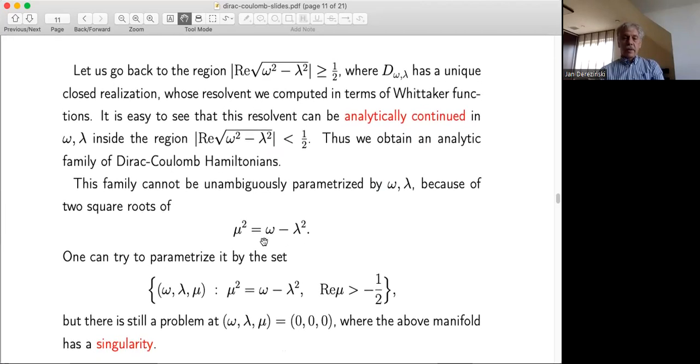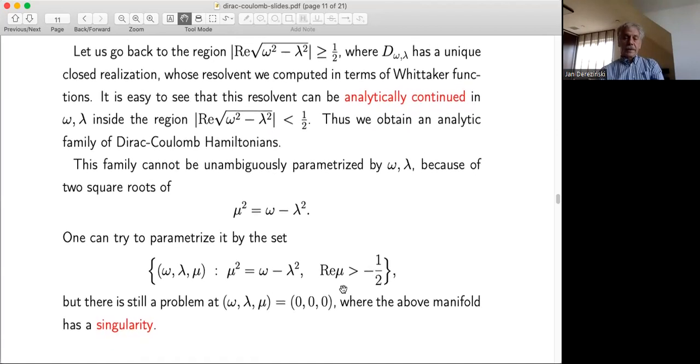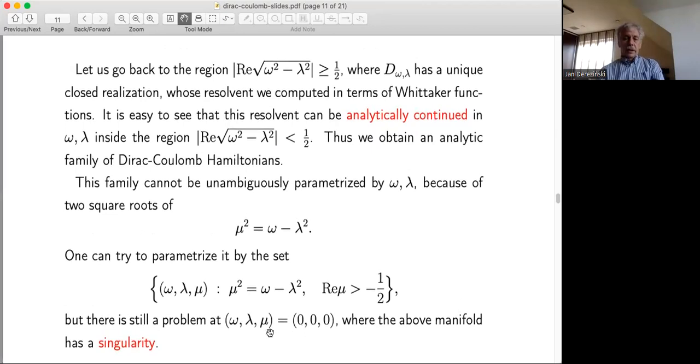So one can try to parameterize Dirac-Coulomb Hamiltonians by the following manifold. This is essentially a kind of light cone, a quadric: the set of triples omega, lambda, mu that satisfy mu squared equal to omega squared minus lambda squared. And we need an additional condition that mu is greater than minus 1/2. This is needed for square integrability near 0. So this is a possibility, but there is still a problem at 0.